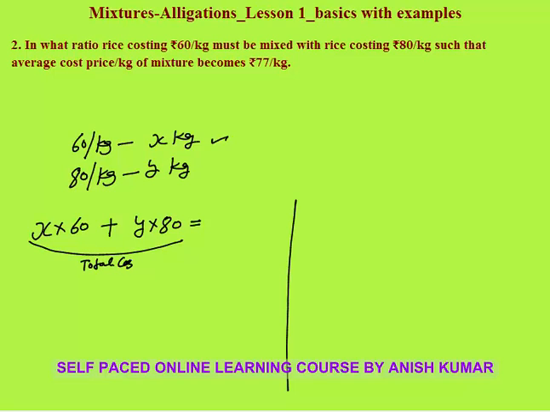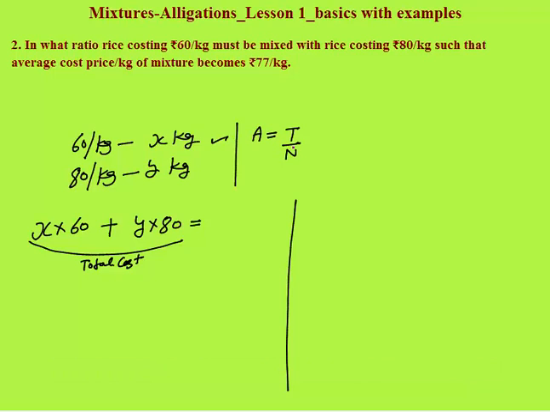This total cost can be calculated on the other side by the average equation. Average is total by n: total of all observations divided by number of observations. In this case, instead of number of observations, I have total weight.